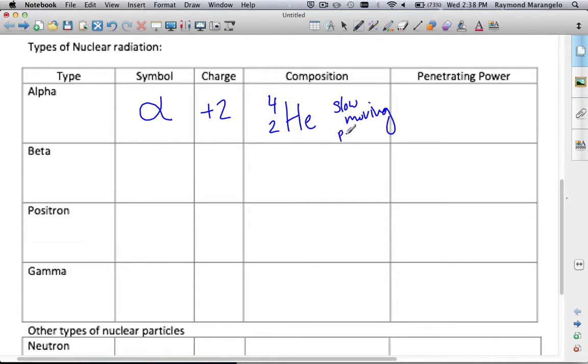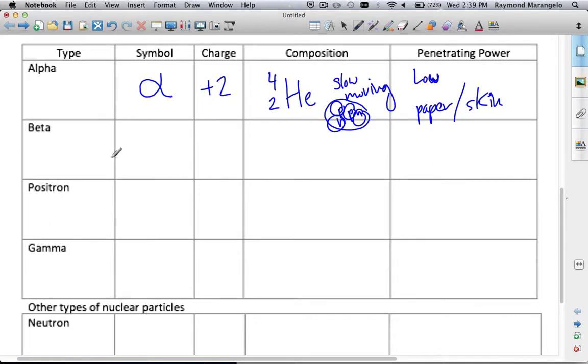So it would have 2 P's and 2 N's, and they'd all be bunched together, and they'd be flying across space. It has low penetrating power, so it's not extremely harmful radiation, not like gamma. It could go through like paper, or it could go through skin. Alright, that's what it could go through.